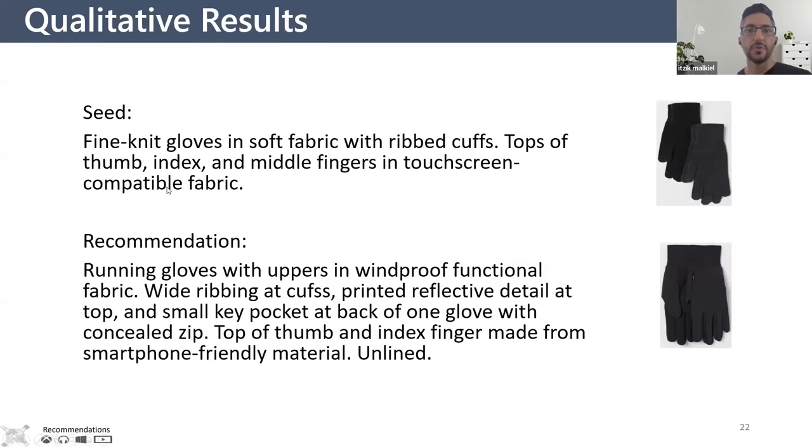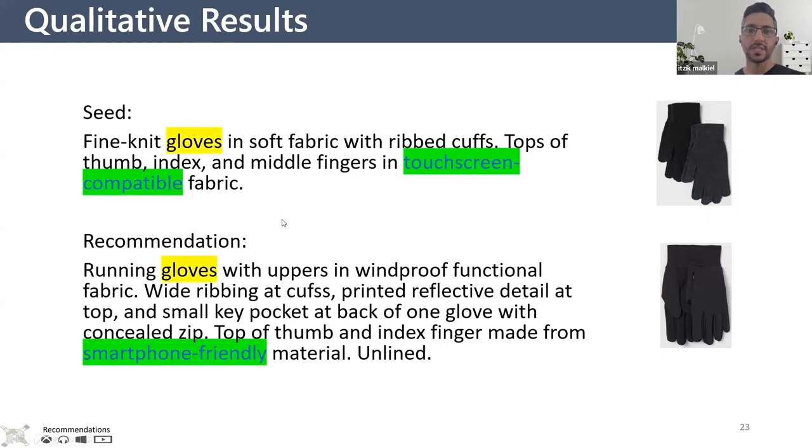Let's take a look at a few samples from the fashion dataset. In this example, we can see a seed gloves item and a recommendation for another gloves retrieved by the RecoBERT model. Our technique explains the similarity between the items by marking the words gloves of both elements, as well as the words smartphone friendly and touchscreen compatible.